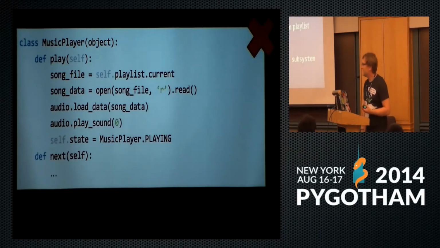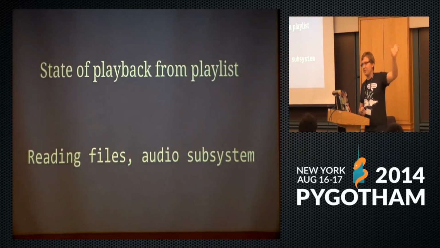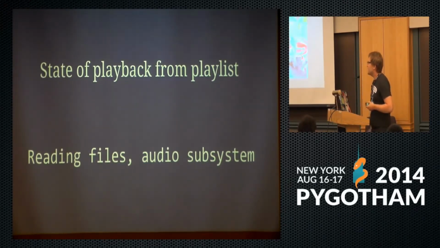So what's going on here? I have this object which is doing state of playback from a playlist, is one of the things that it's doing. And that's a high level abstraction. This is on the level I can explain to my mother what it's doing. It's also doing some file I/O and dealing with an audio subsystem. This is bare metal computer science almost. So I have this mixed abstractions.